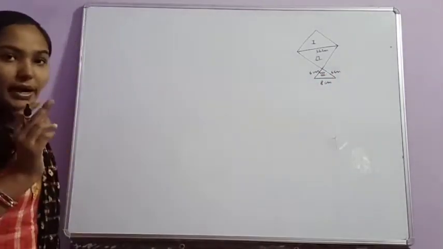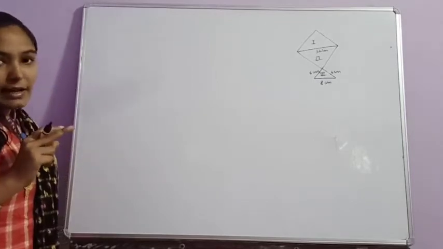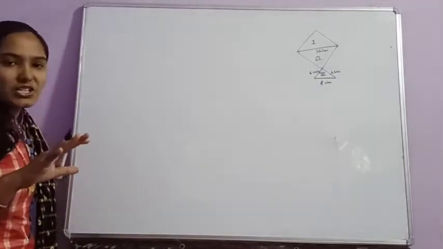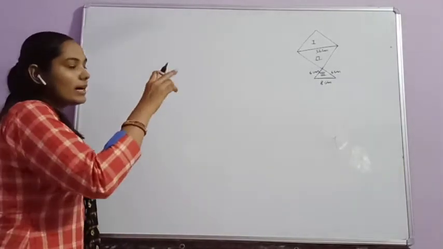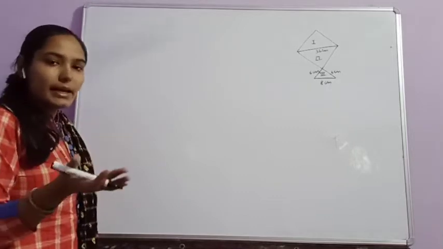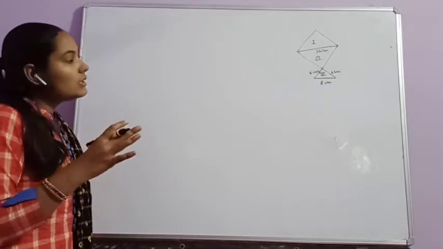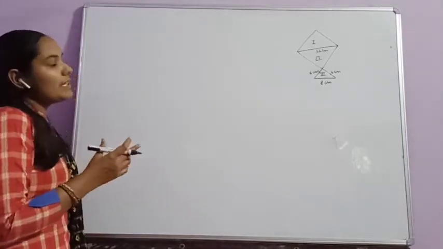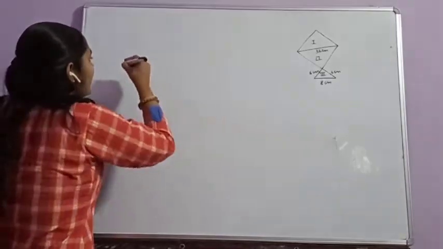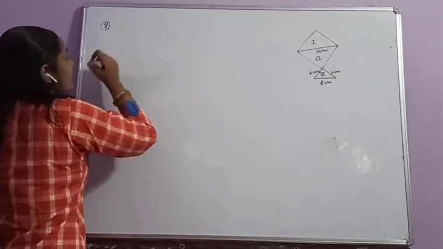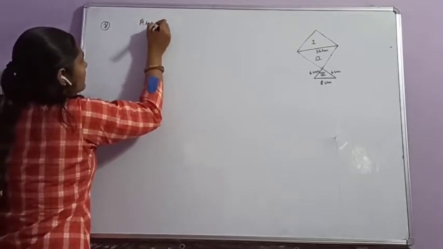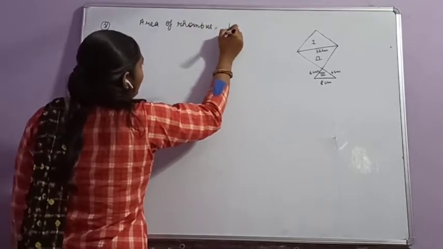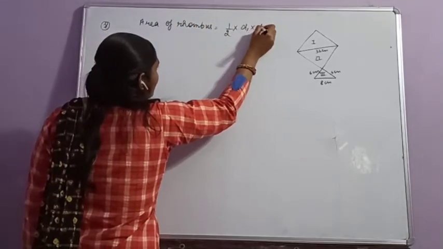We know that in a square both diagonals are of equal length and a square is also a rhombus. Because if any quadrilateral has 4 sides of equal length, then it forms a rhombus, and a square fulfills this condition. You know the area of a rhombus, which we studied yesterday, the 7th question: area of rhombus is equal to 1/2 into d1 into d2.